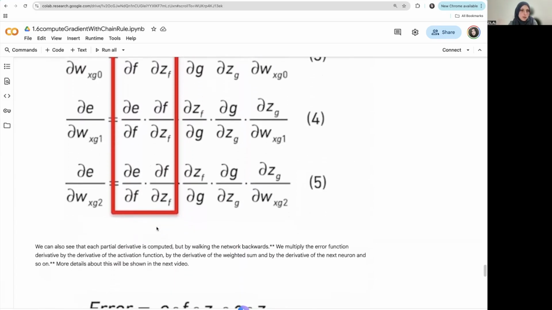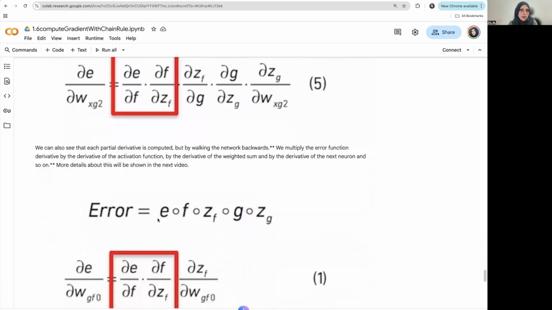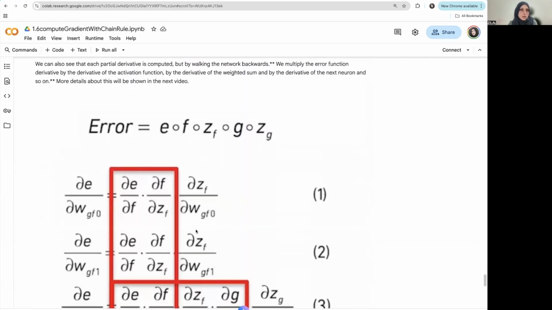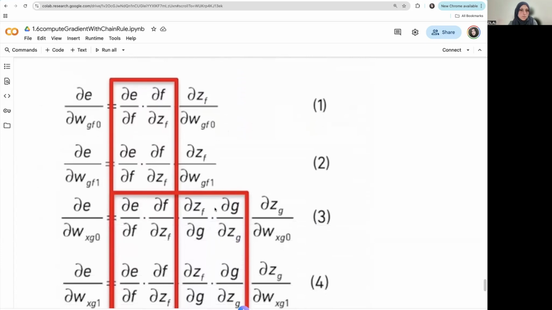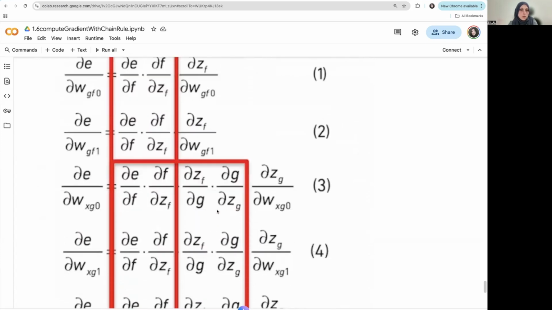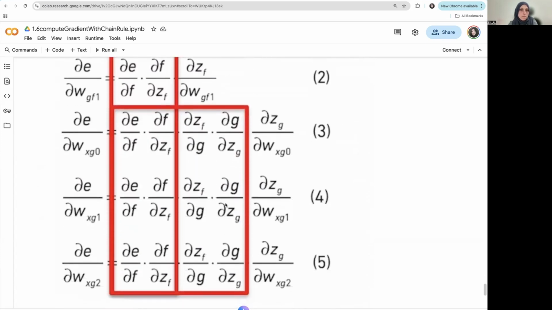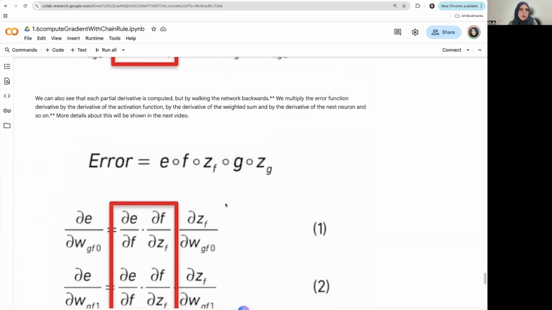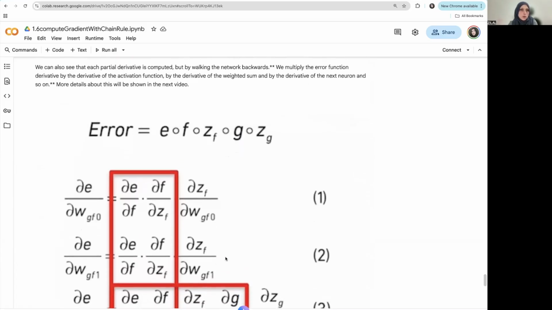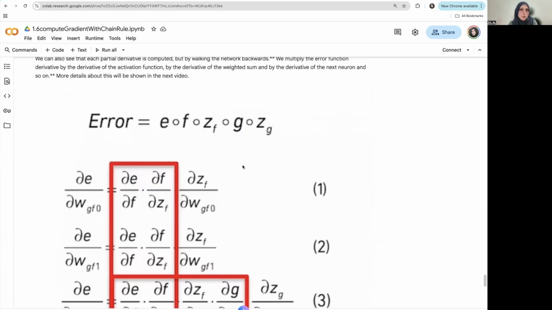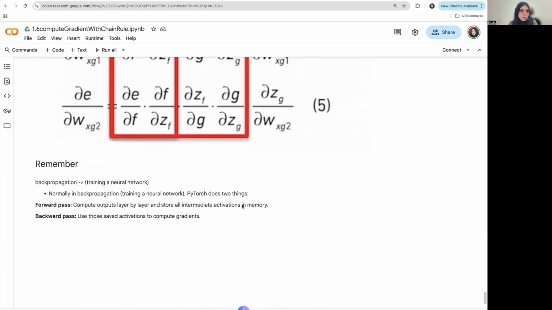We can also see that each partial derivative is computed by walking the network backward. As you can see here, we multiply the error function derivative by the derivative of the activation function, by the derivative of the weighted sum, and by the derivative of the next neuron, and so on. More details about this will be shown in the next video.